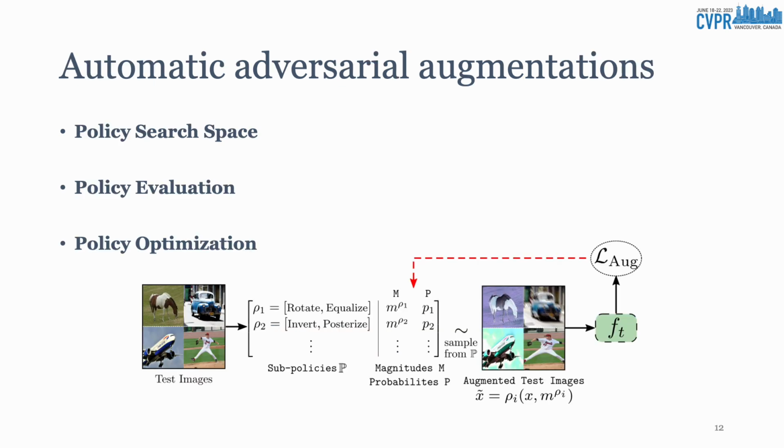The automatic adversarial augmentations are learned simultaneously while adapting the student model. We first define our augmentation policy search space and the loss for evaluating a specific augmentation policy, followed by proposing an efficient method to sample and learn optimal policies.